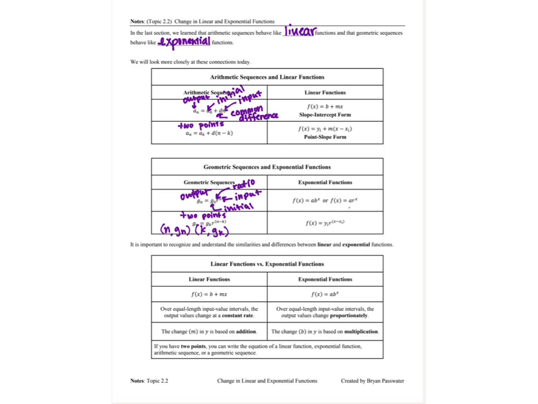All right, so now let's just make some comparisons. It says it's important to recognize and understand the similarities and differences between linear and exponential functions. They both have an x. What's the domain for a linear function? Let's write that out. Domain is all real numbers. They're continuous. They go forever and ever to the left and right. No asymptotes, no holes, no janky anything.